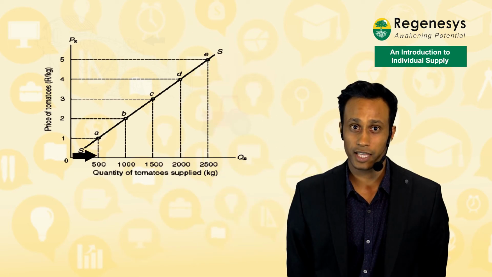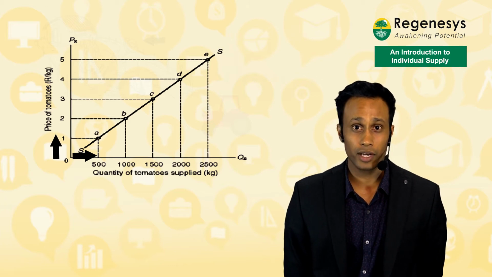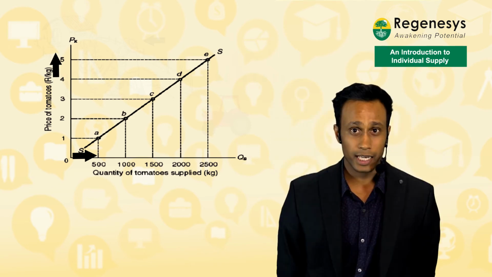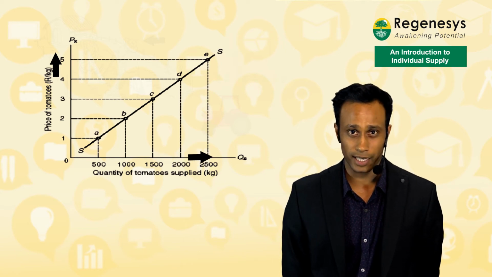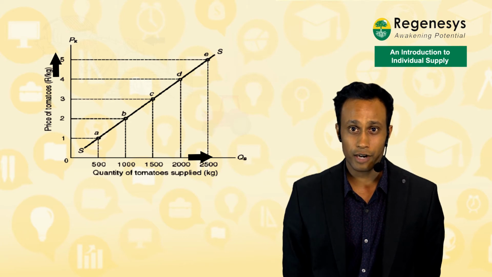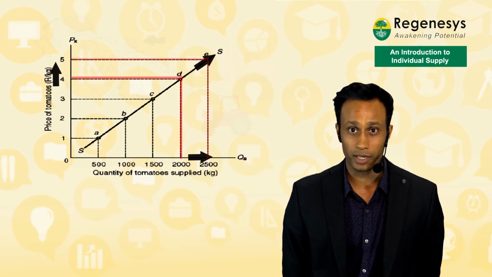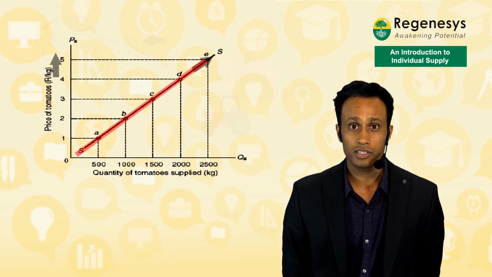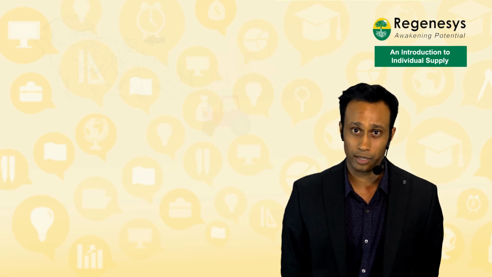The figure illustrates that more tomatoes are supplied at a higher price. An increase in the price of tomatoes from $4 per kg to $5 per kg increases the quantity supplied from 2,000 kgs to 2,500 kgs. The change in price represents movement along the supply curve, and in our example, this move is from point D to point E. It is important to realize that a change in price does not result in a shift of the supply curve, but rather a movement along the supply curve.